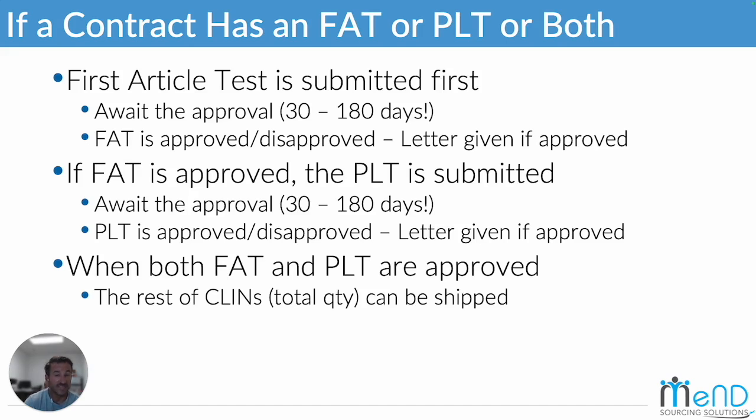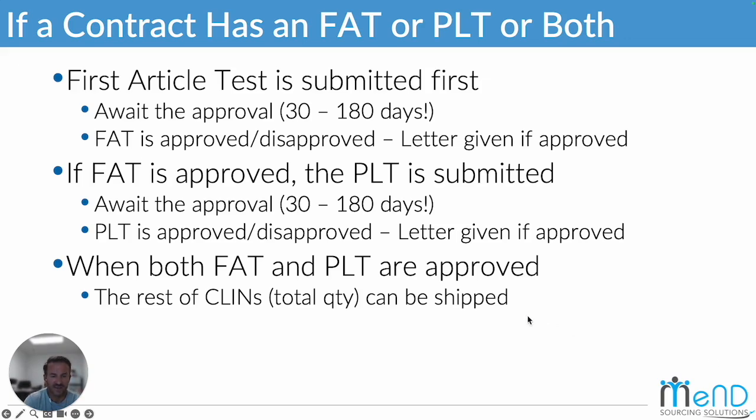Okay. Now, if your contract, or excuse me, your RFQ has an FAT, no PLT, and then the other CLINs, you would just submit the FAT, finish that off, then you submit the rest of the CLINs. If there is no FAT, but there is a PLT, well then you just go down to the PLT, submit the PLT, get that approved, and then you do the rest of the CLINs. So order of operations, FAT always goes first, then PLT, then the CLINs.